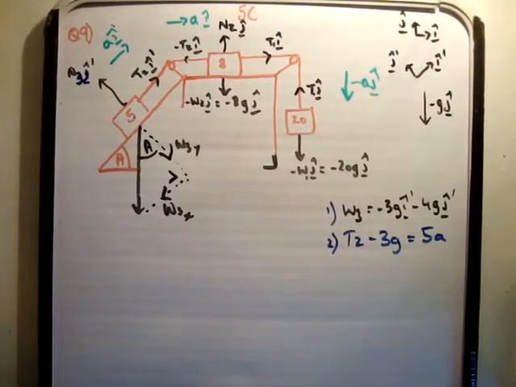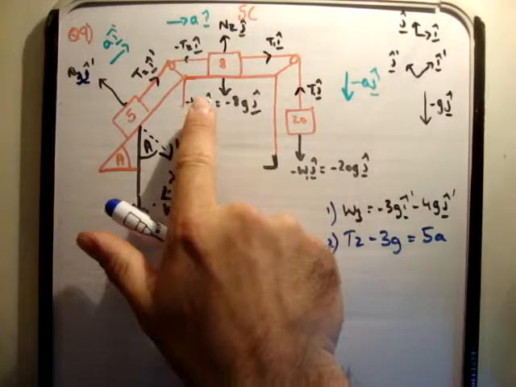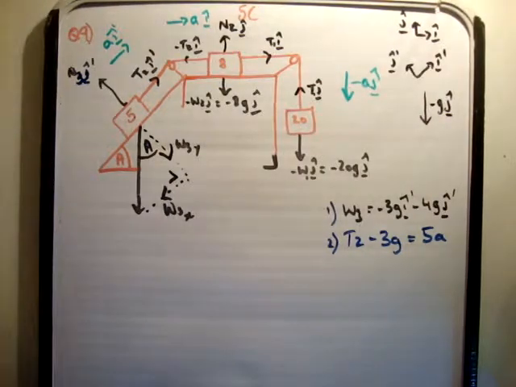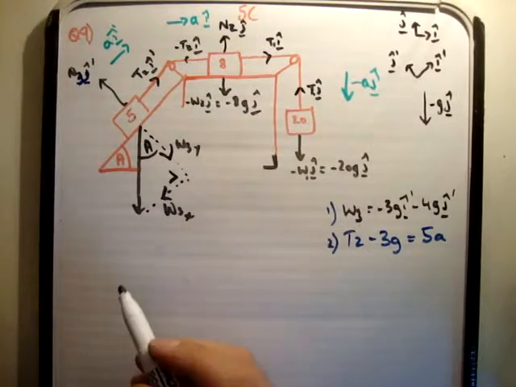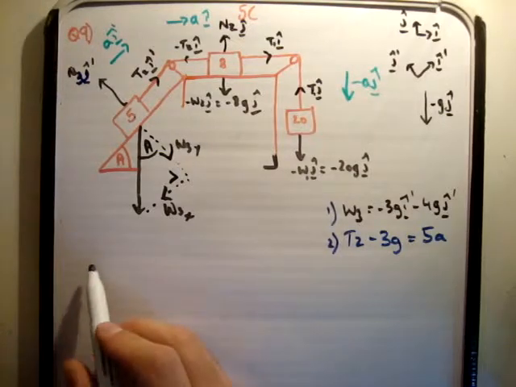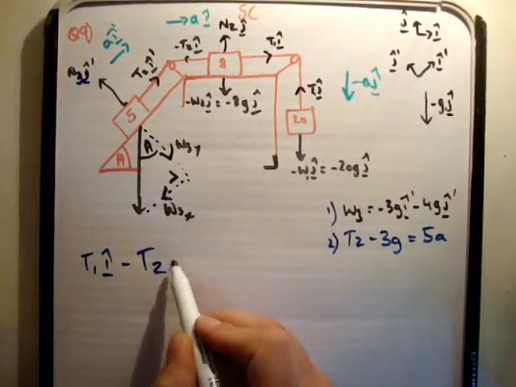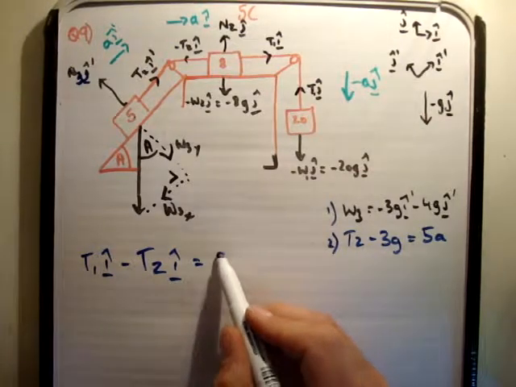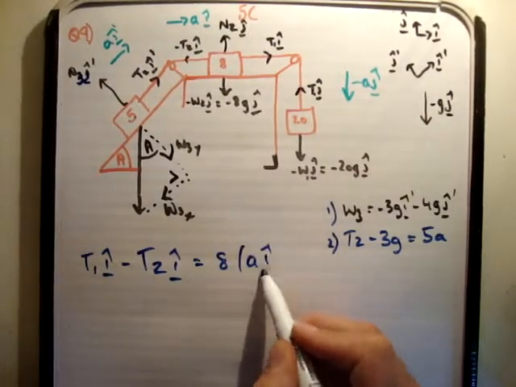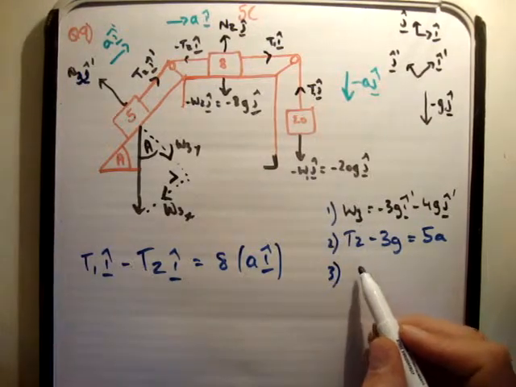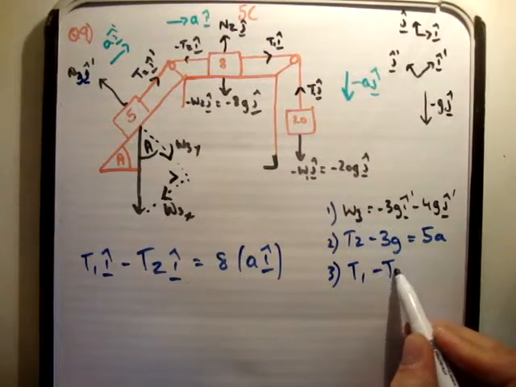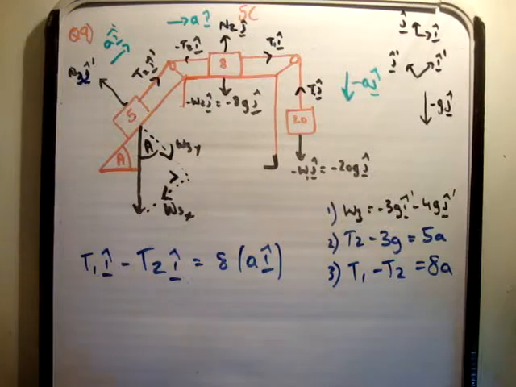Next, let's apply the same mechanics to the 8 kilogram particle. Like I said before, if you do the j hat direction, you're just going to find out what the normal vector is, and that doesn't matter, because we're not being lifted from the horizontal. So that means t1 i hat minus t2 i hat is equal to the mass, which is 8, times a i hat. So equation 3 says t1 minus t2 is equal to 8a. Alright, that was very straightforward.